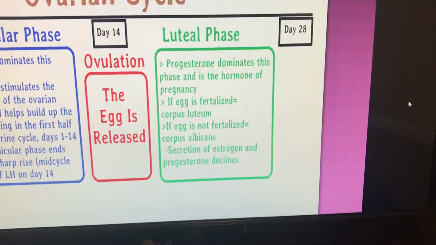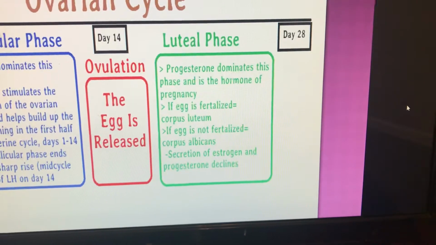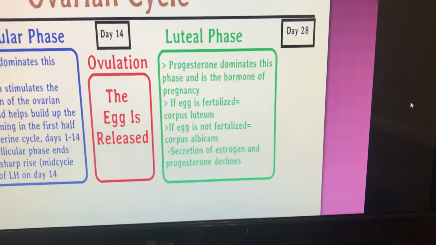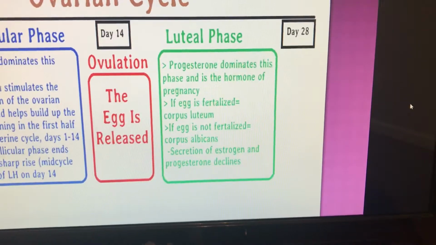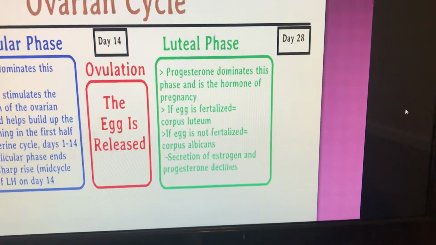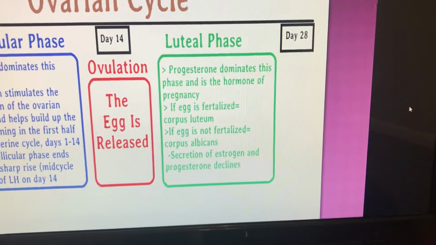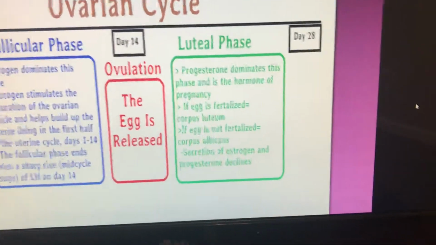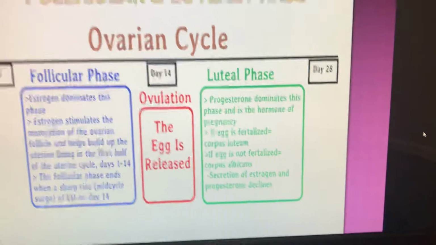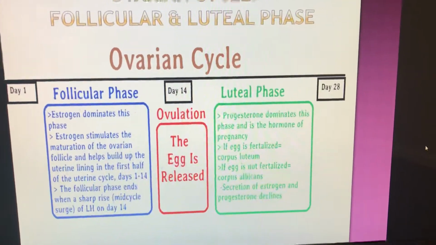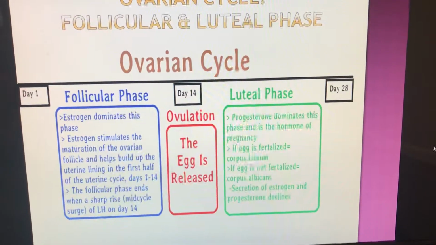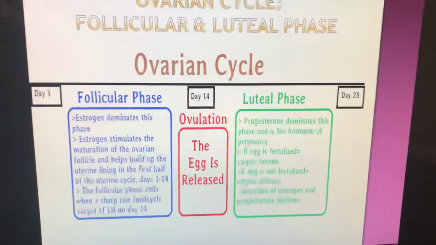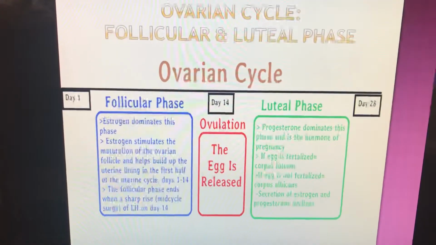And progesterone dominates this phase and is known as the hormone of pregnancy. So if an egg is fertilized, you have the corpus luteum. And if the egg is not fertilized, it's called the corpus albicans. And the secretion of estrogen and progesterone declines. So when it declines, that's going to stimulate the anterior pituitary gland to say, let's go back. There was no pregnancy happening, so we're going to go back to day 1. So those are the two phases, follicular and luteal.